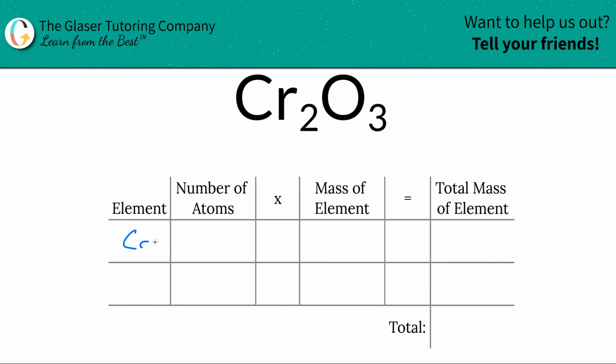So we have chromium, Cr, and we have oxygen, O. Next is then to write down the number of atoms of each, and that's where the subscripts come into play. So the subscript of chromium is a 2, and that means we have 2 chromium. The subscript of oxygen is a 3, so that means we have 3 oxygens.